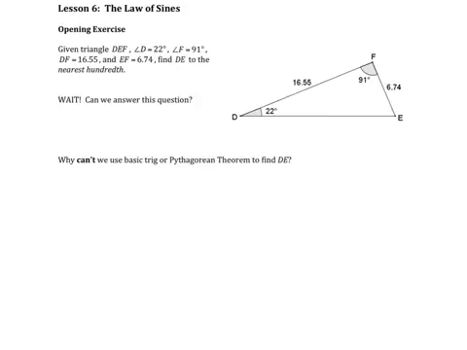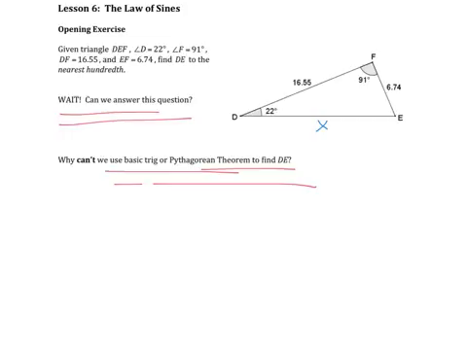Okay, so we're being asked to find this value here, but we've got a snafu. We can't answer this question. So why can't we use basic trig or Pythagorean theorem to find DE? Does anybody know? Look at the picture.